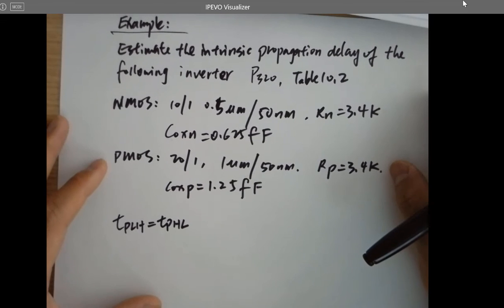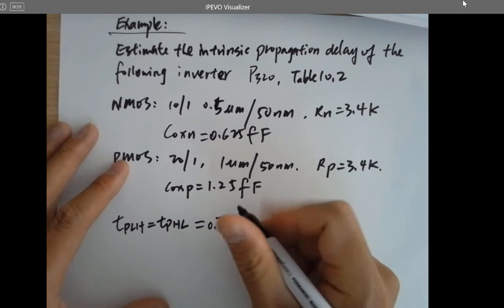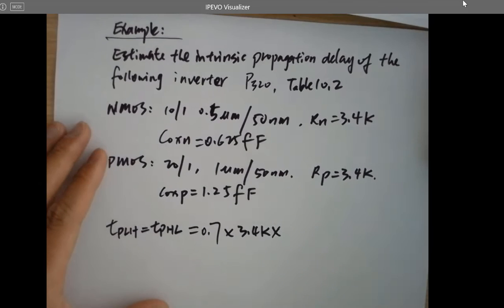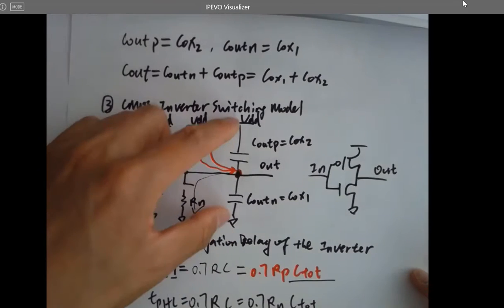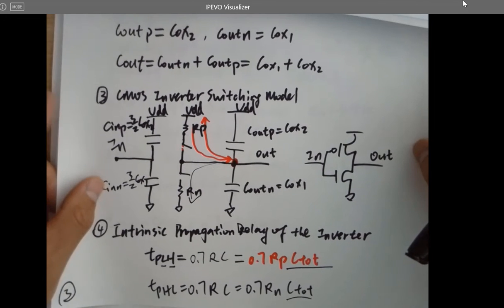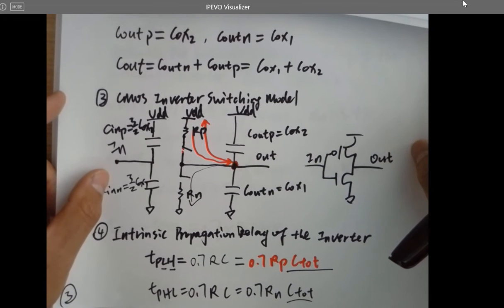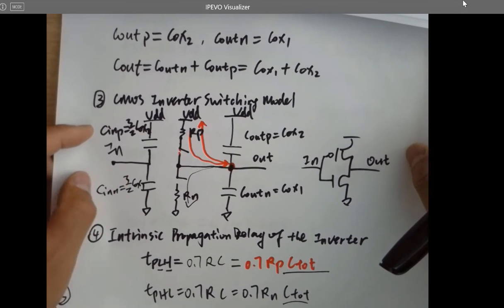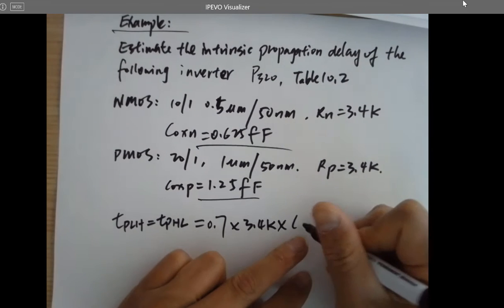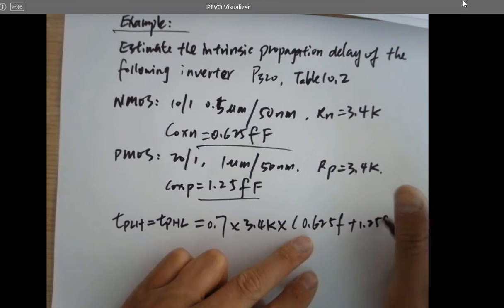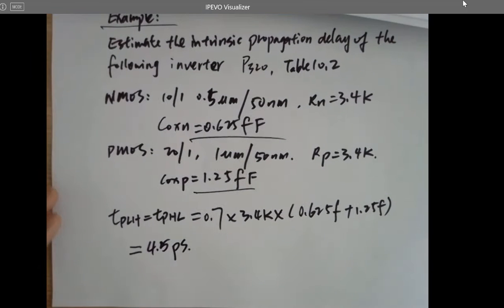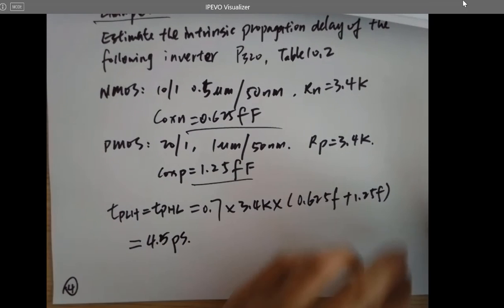So this is 0.7 times 3.4K times what? So what's the C total? Cox N and Cox P. What is the C total here at the output node? So just add these two together. And the result is 4.5 picoseconds. Let's do the calculation. So femto is 10 to the negative 15, right?